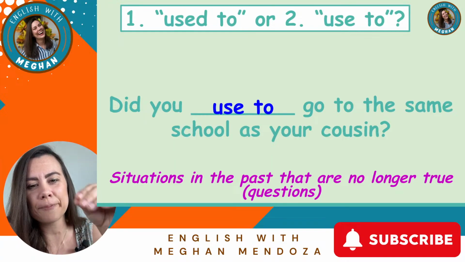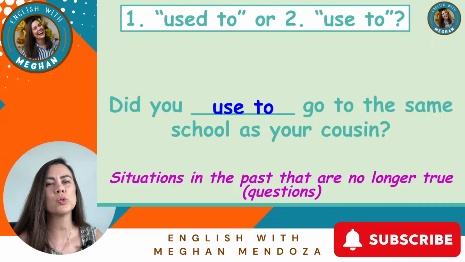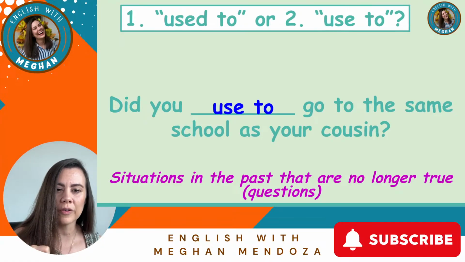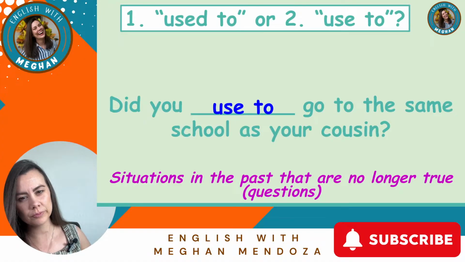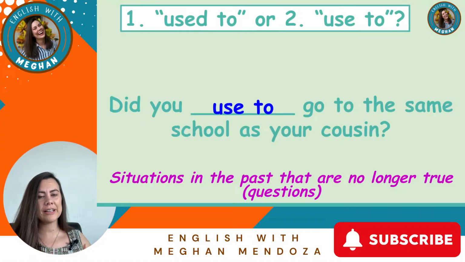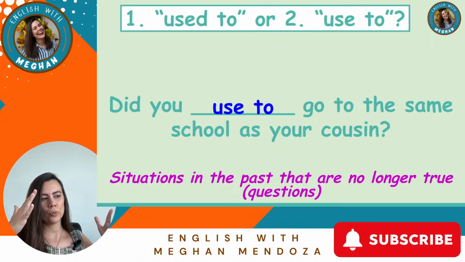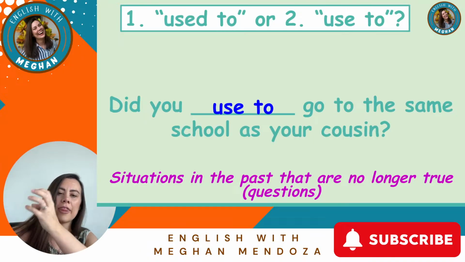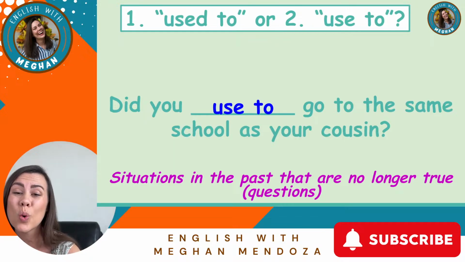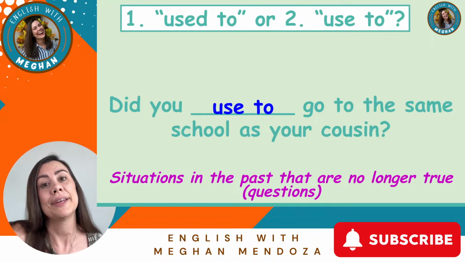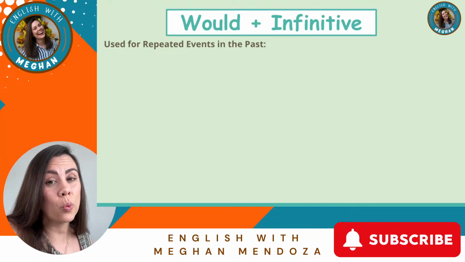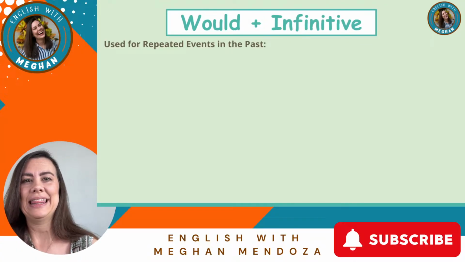So this sentence, go to the same school. It's not about walking to school or that actual action of getting from your house to the school. It's more about your general attendance, you attended this school or that school, right? So the question is more like, did you attend the same school as your cousin in the past? Did you?